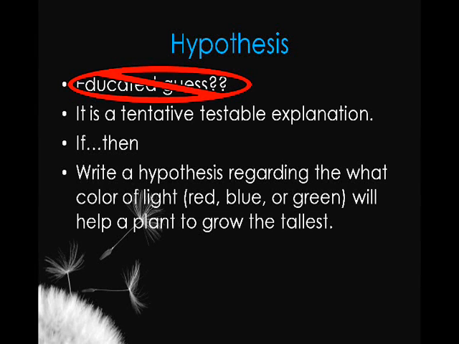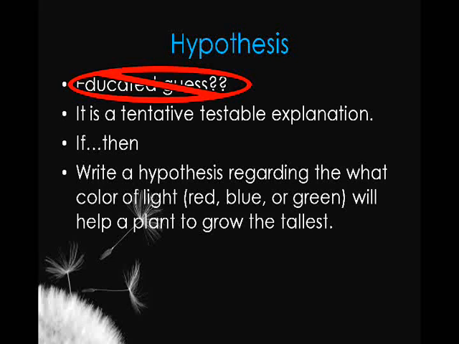If you wrote it in the correct format of if-then, you would have written, if I provide blue light for a plant, then it will grow the tallest. One error that students often make when writing a hypothesis is that they do not make an actual prediction. They don't make it an explanation. They just make it a statement, restate what the question is.